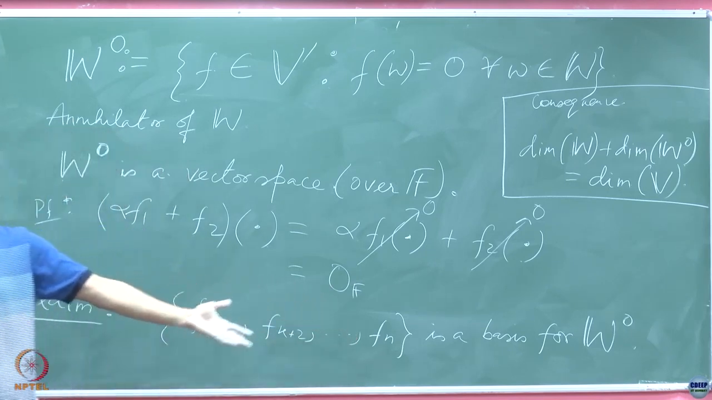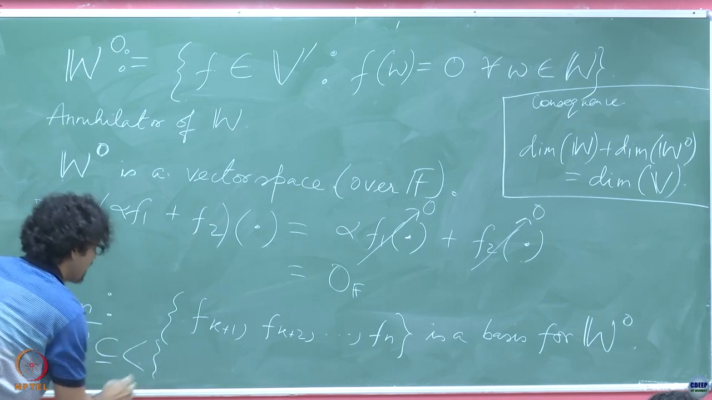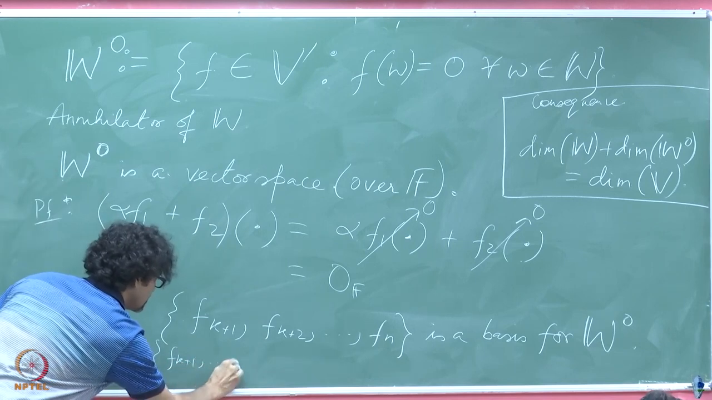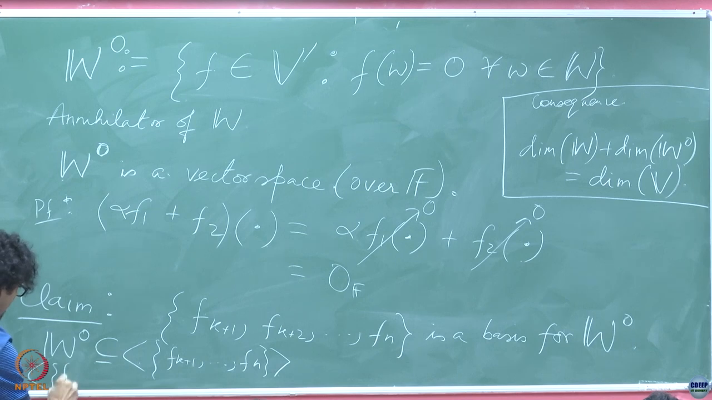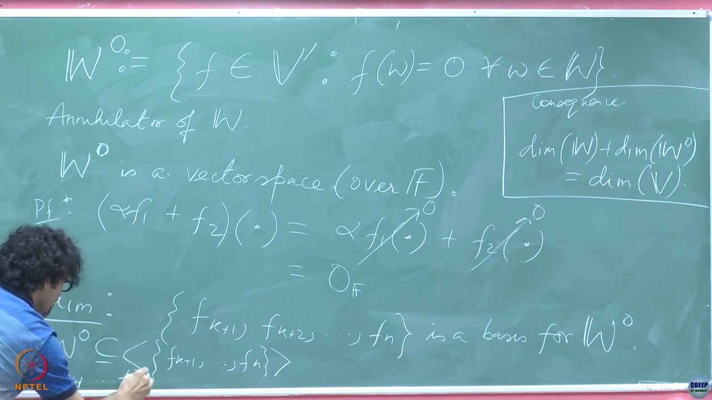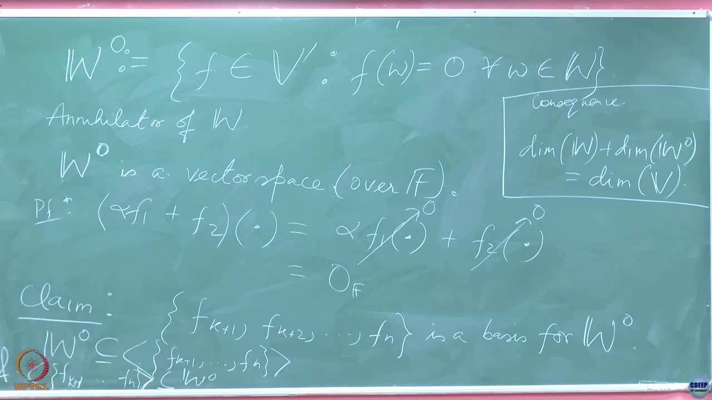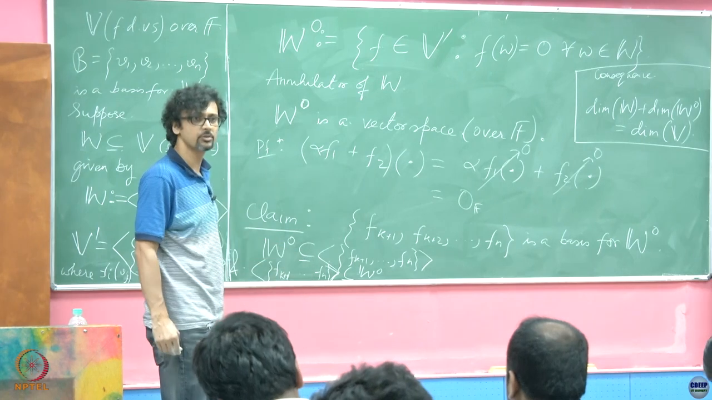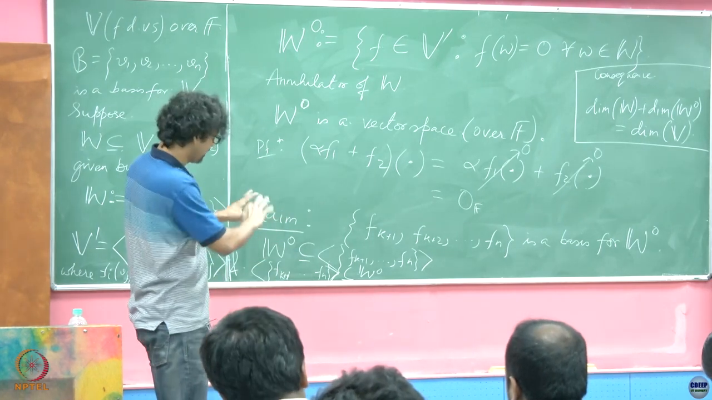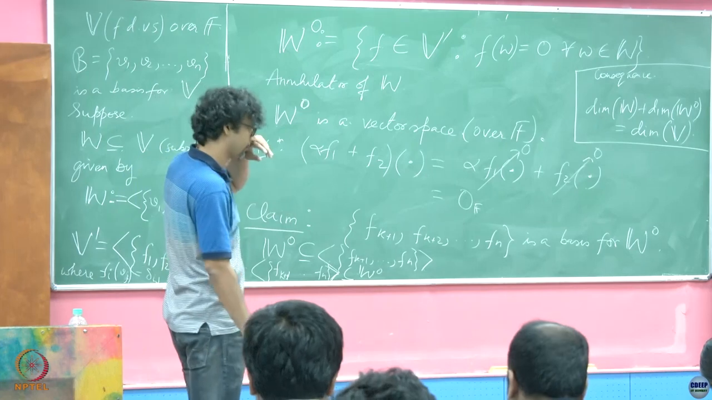The only thing that I need is to show first that this is contained inside the span of f_{k+1} till f_n, and the fact that the span of f_{k+1} till f_n is also contained inside the annihilator. Those are the two things we shall prove in order to establish that there is a basis for W naught, or the annihilator of W, right? So we will do a detailed write-up of this, but I'll just give you the idea of how and why this carries forward. Maybe that will help you grasp the proof better in the next lecture.